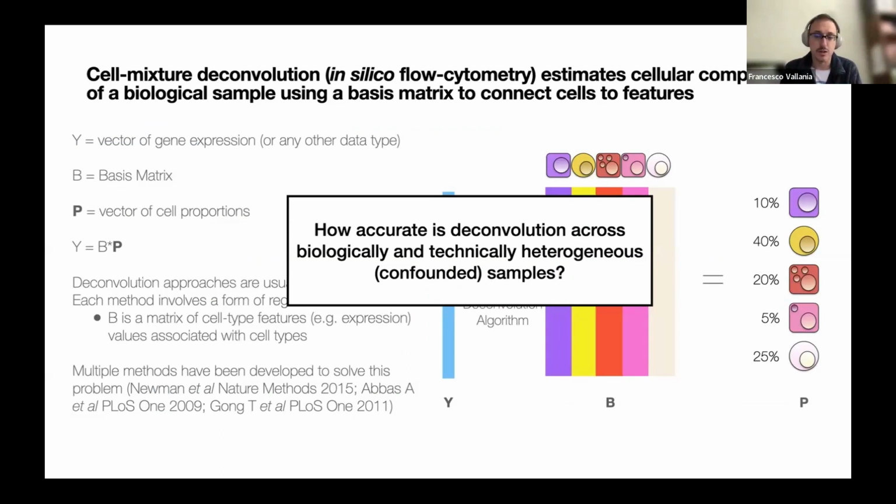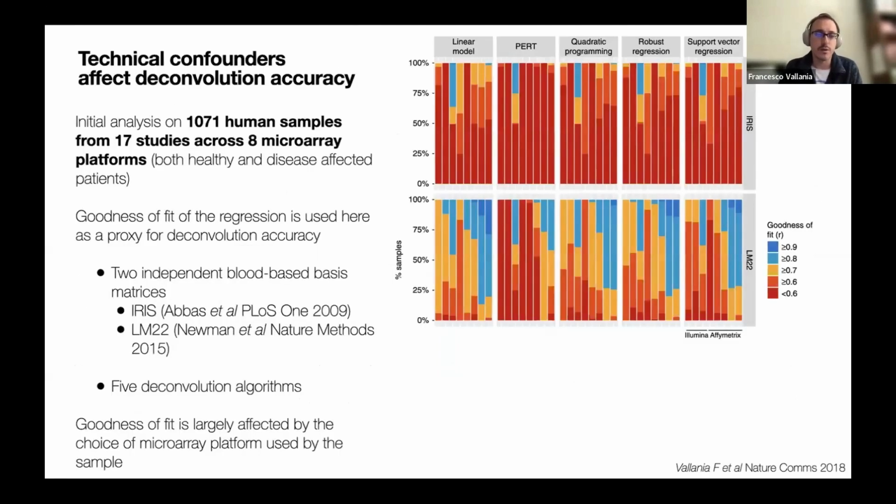And so the question is, given that there are so many samples out there, is this approach generally robust across samples that have a lot of heterogeneity in terms of both biology as well as technical differences? Because different samples are oftentimes measured with different experimental protocols and technologies. And so we decided to tackle this question by doing an analysis where we look at over 1,000 human samples across 17 studies and 8 microarray platforms. For those of you that don't know anything about biology, microarrays are just the technology used to measure levels of gene expression.